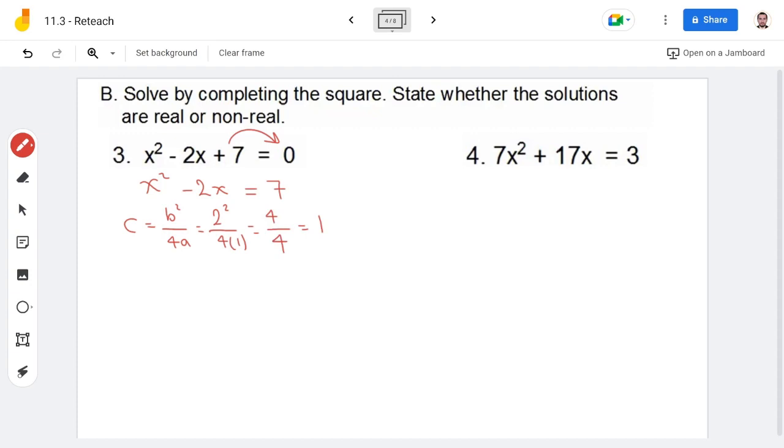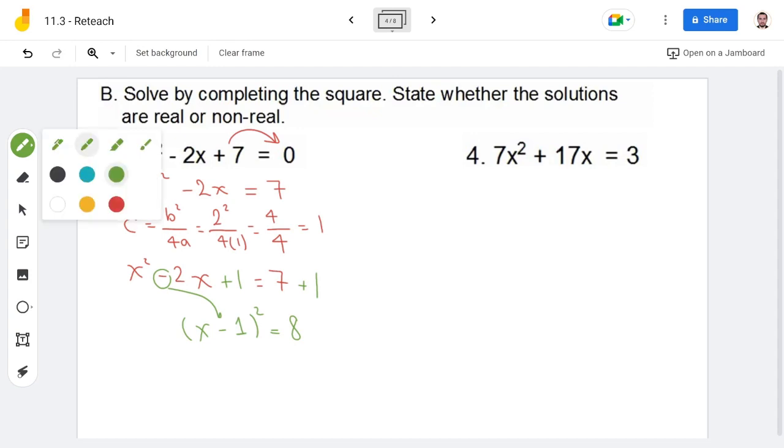Now let's add 1 to both sides. So now x squared, negative 2x, and here is 7. Now let's add plus 1 here, plus 1 here. Now let's simplify this. So 7 plus 1 is equal to 8. And here let's factor the left side. So now we write x. What's the sign here? It's negative, so I have to write negative. What's the square root of 1? The square root of 1 is 1.